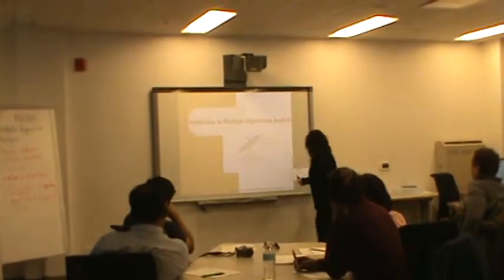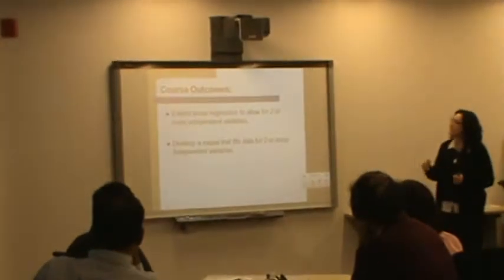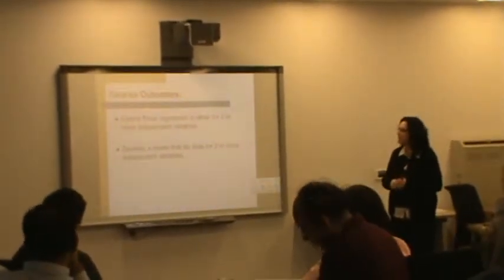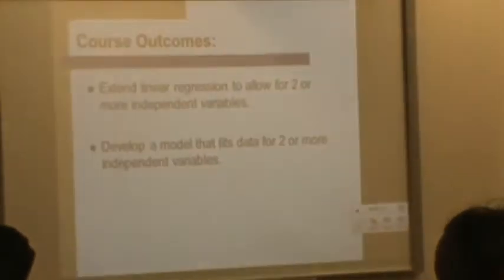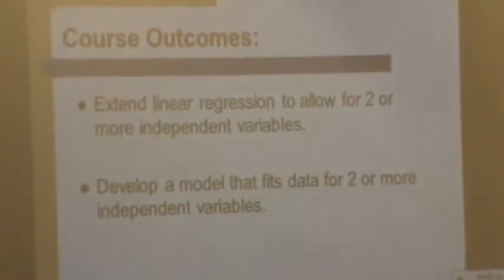So let's move on to the course outcomes. As I said, we'll be basically extending or moving on from linear regression. As you remember, in linear regression we used to talk of only one independent variable. Here we will talk of two or more, and we will develop a model that fits data for two or more variables.